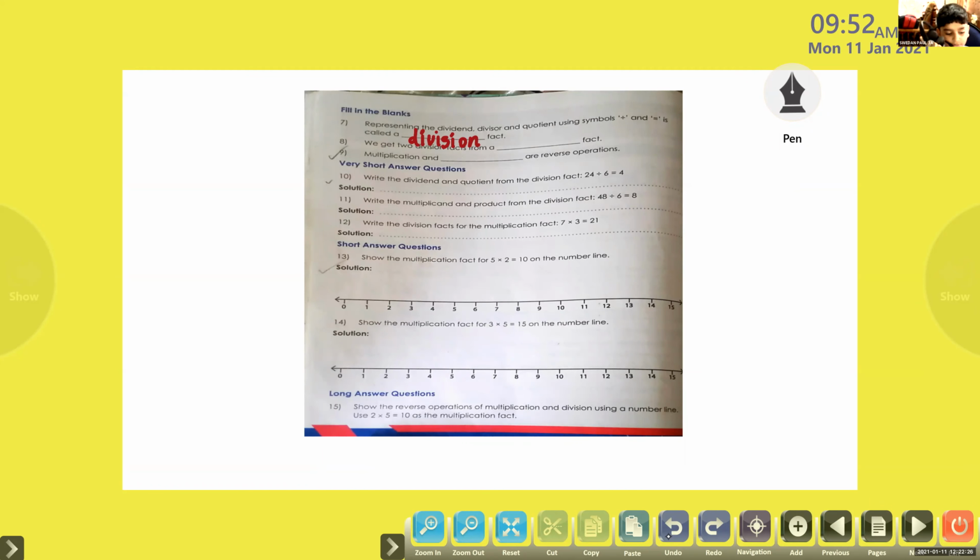We get two division facts from a dash fact. From which fact? Usually we will find out division facts from which one? If a word is given, we can write like that.